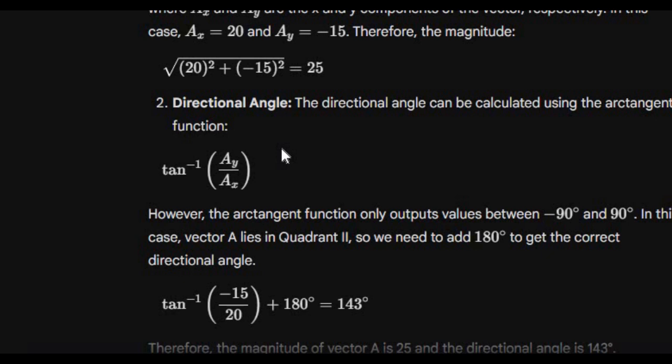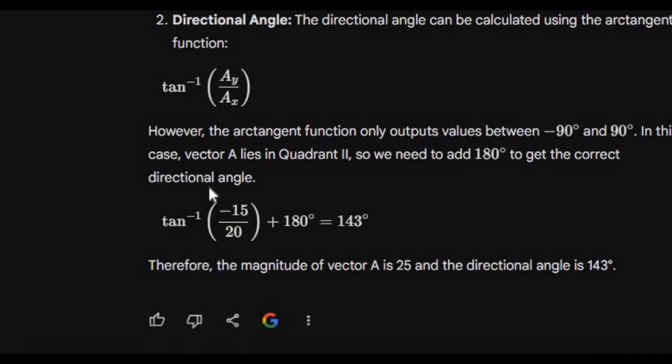2. Directional angle. The directional angle can be calculated using the arctangent function, tan inverse of A_y over A_x. However, the arctangent function only outputs values between -90 degrees and 90 degrees. In this case, vector A lies in quadrant 2, so we need to add 180 degrees to get the correct directional angle: tan inverse of -15 over 20, plus 180 degrees.